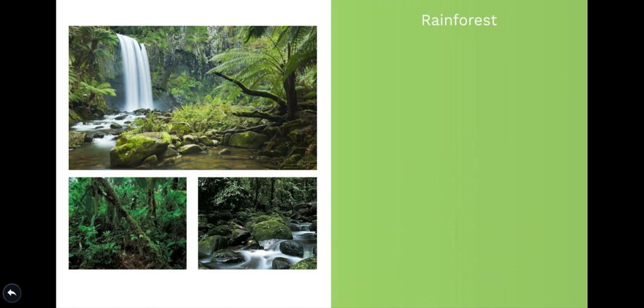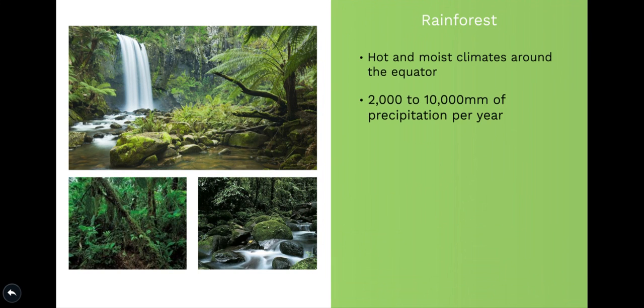Next up is the rainforest. The rainforests are hot, moist climates that are found around the equator. So they actually generally sit on the actual equator. They receive the most rainfall of any biome. They can get upwards of 2,000 to 10,000 millimeters of precipitation every year, and it rains very, very constantly, on and off. And this is where they get the name rainforest from.